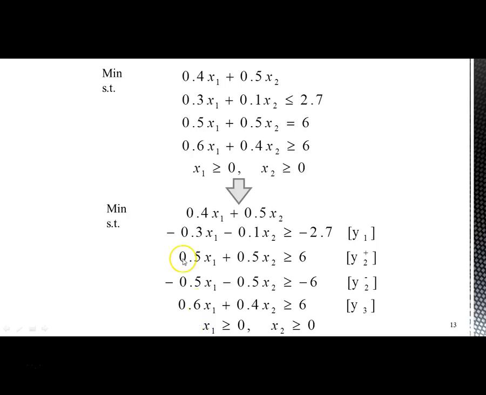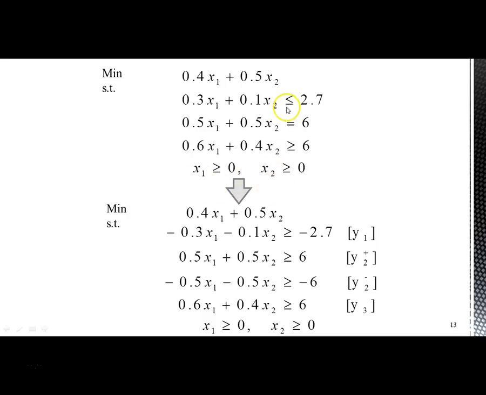Okay, so there is another problem I basically want to share with you. See that in this particular one, minimize 0.4x1 plus 0.5x2, where we have 0.3x1 plus 0.1x2 less than or equal to 2.7, 0.5x1 plus 0.5x2 equal to 6, 0.6x1 plus 0.4x2 greater than or equal to 6, where x1 is greater than or equal to 0, x2 greater than or equal to 0. Look at that. This is the same problem from when we first introduced operations research. This is the problem we talked about, the radiation therapy.